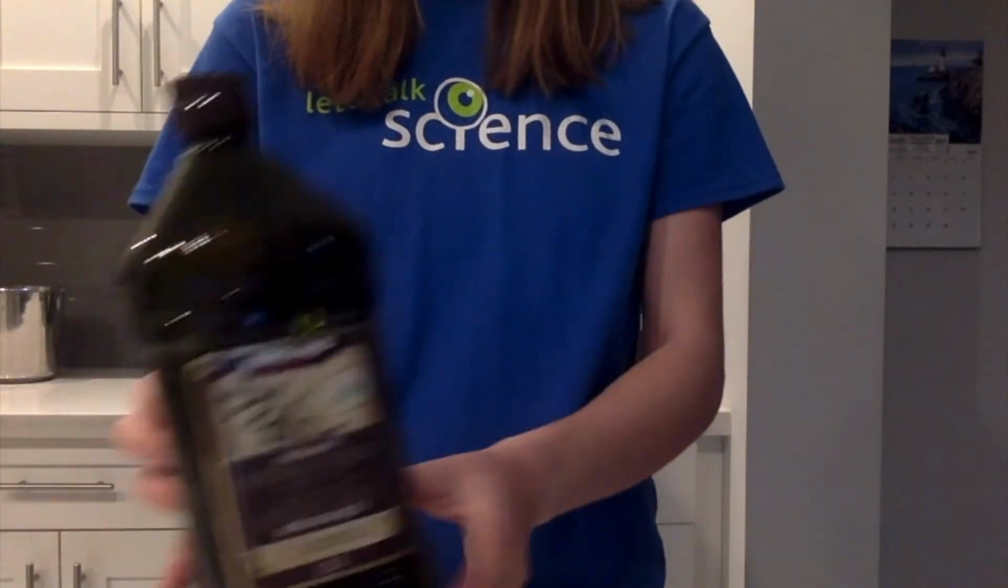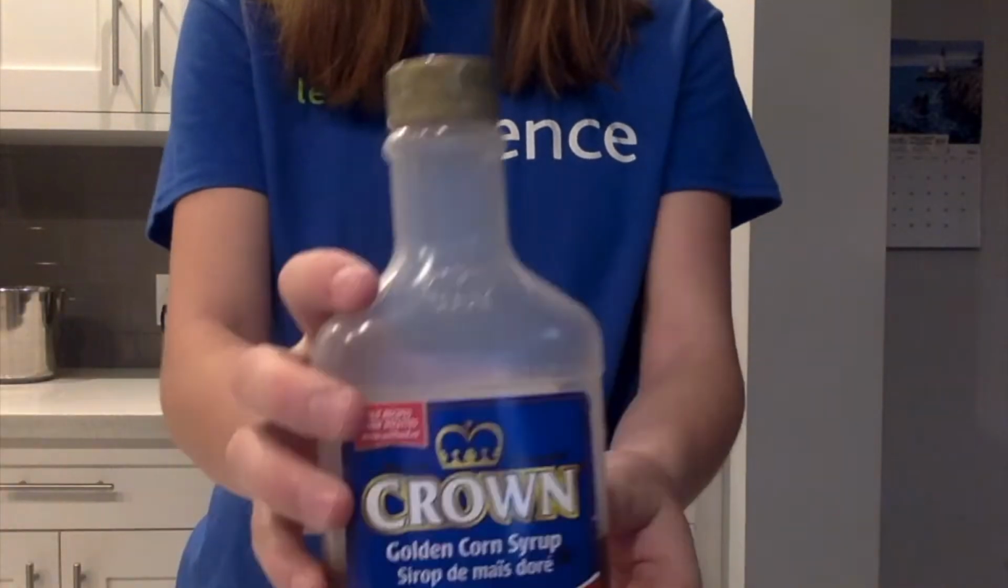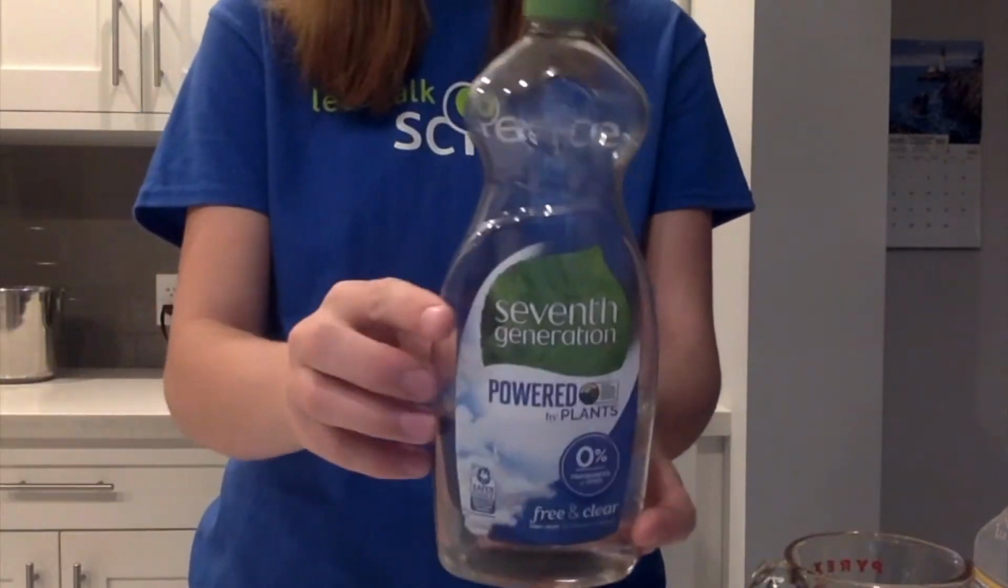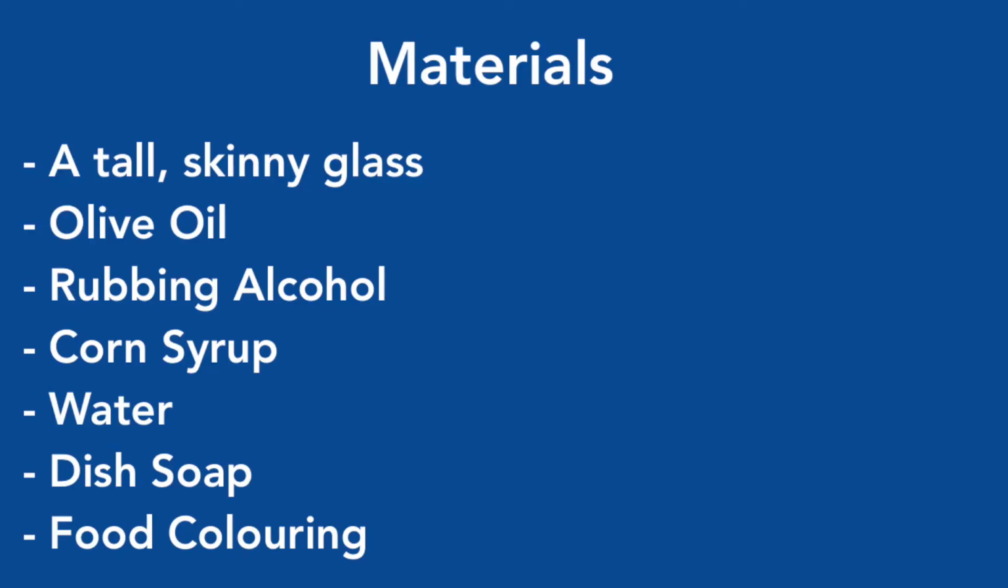For this activity, you will need a tall, skinny glass, olive oil, rubbing alcohol, corn syrup, water, dish soap, and food coloring. Now before we get started, I want you to pause the video and see if you can make a guess about how dense these different liquids will be compared to each other. What do you think will happen to the liquids when we mix them all together?